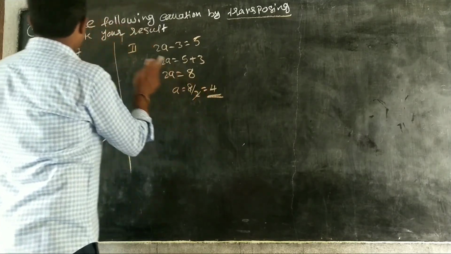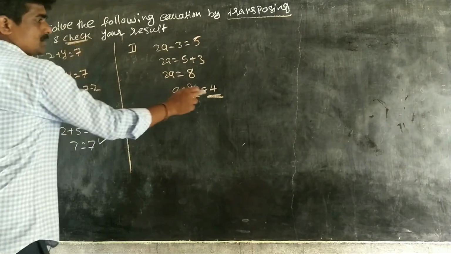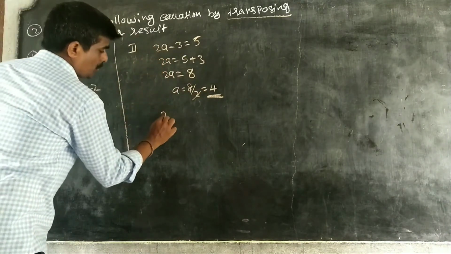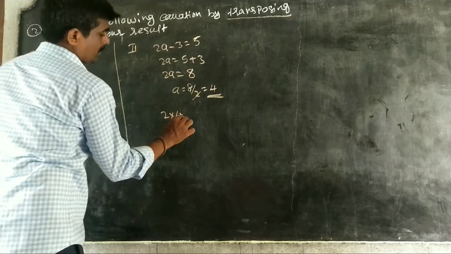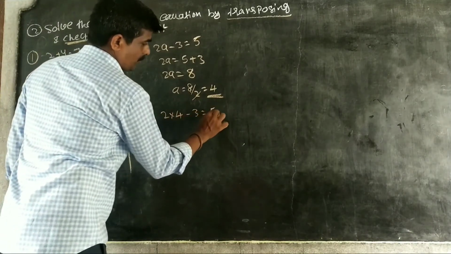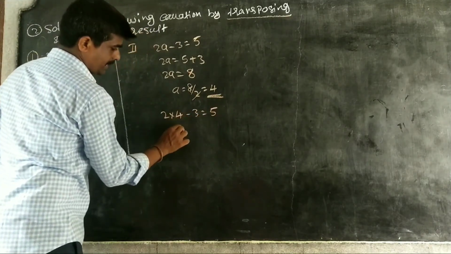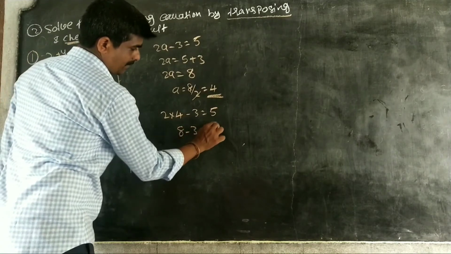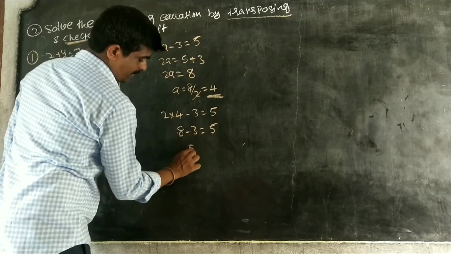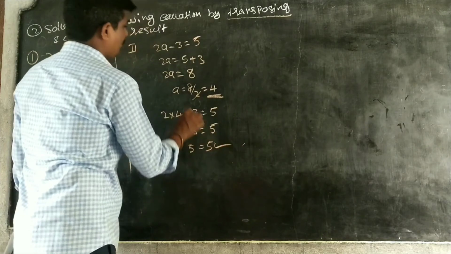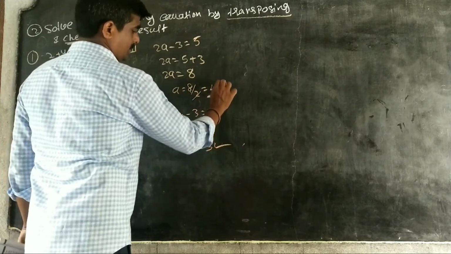Okay. Now what do we have to do? We have to check our answer. So substitute 4 here. 2 into 4 minus 3 is equal to 5. I am checking. 2 fours are 8. 8 minus 3, 5 is equal to 5. Therefore, our answer is correct.